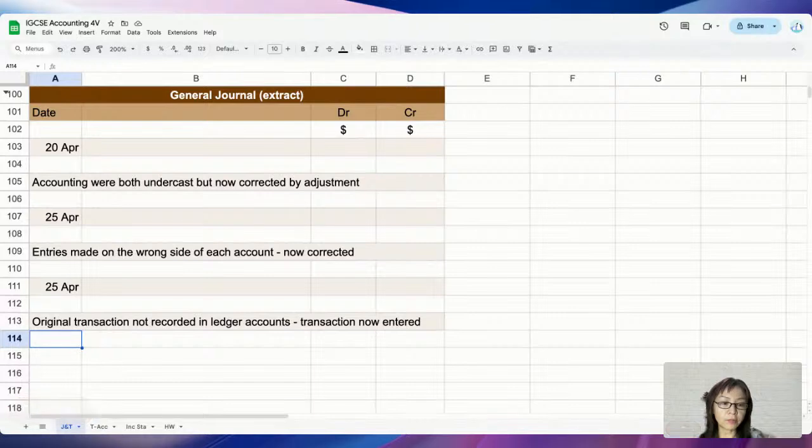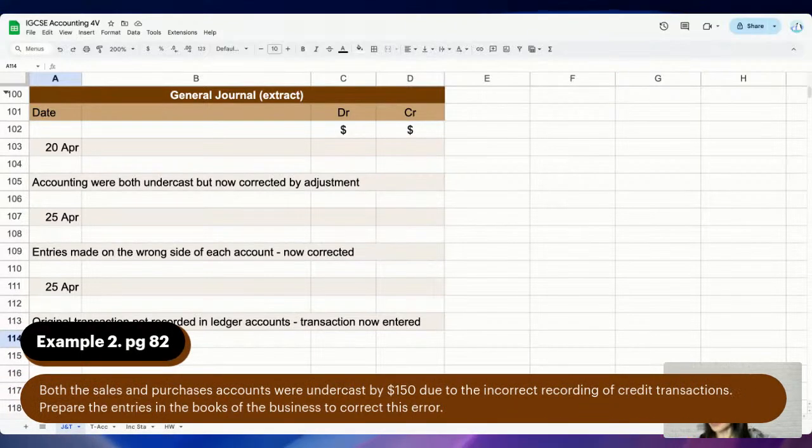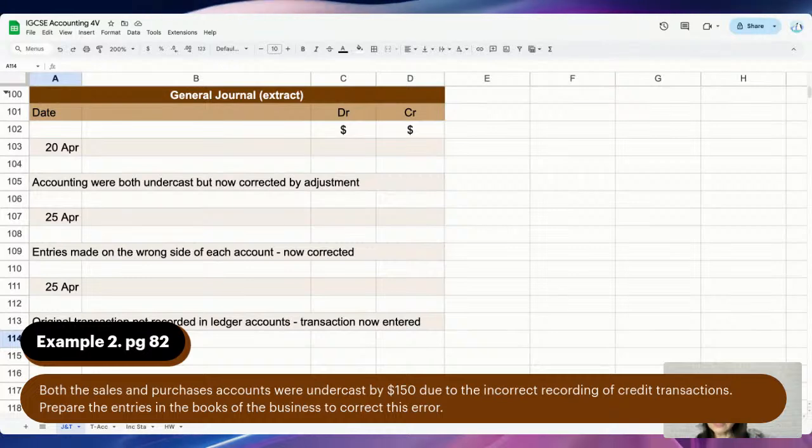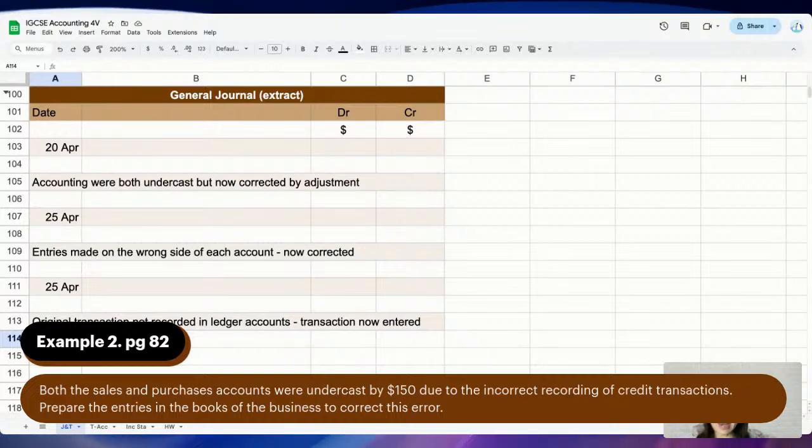Let's have a look at this example, which is under compensating. In this case, both the sales and purchase accounts were undercast by 150 due to the incorrect recording of the transactions. Prepare the entries in the books of the business to correct this error.